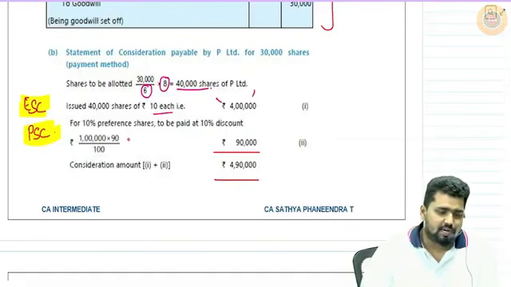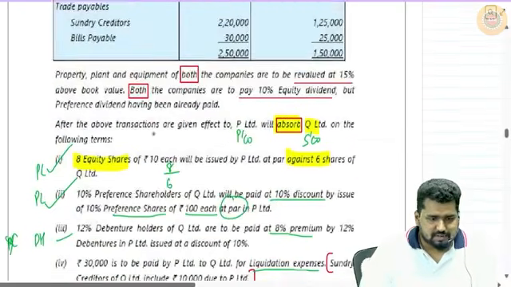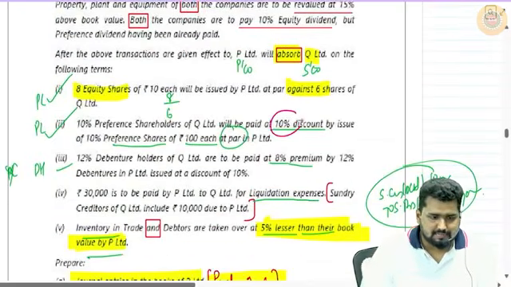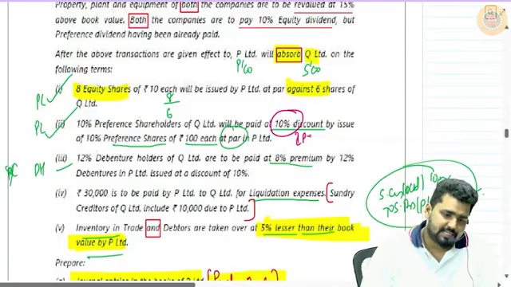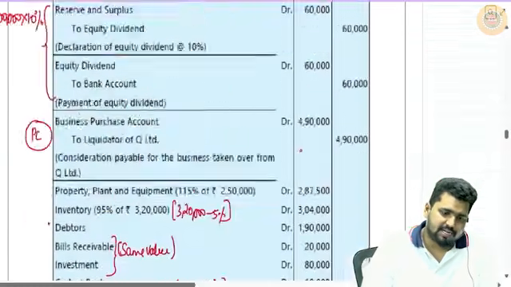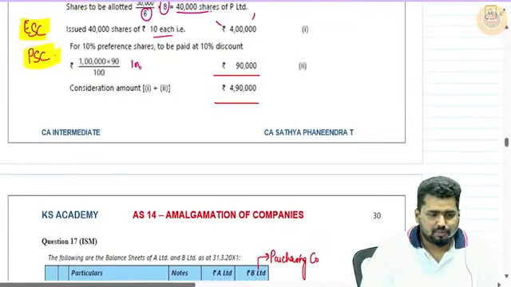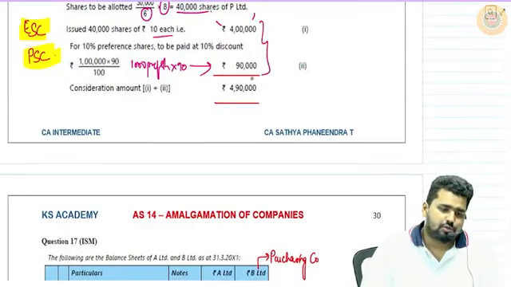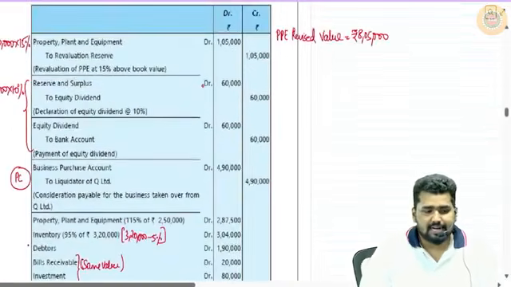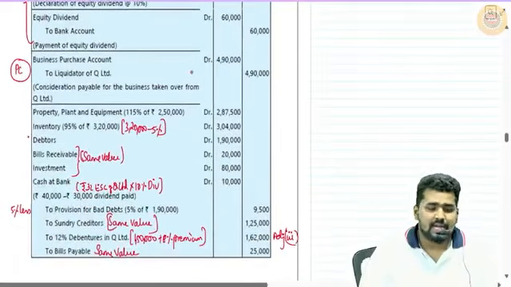For preference shareholders, we are giving it at a discount. If you remember, what are we giving? 10% discount. Correct? So the face value is 100. With a 10% discount, the issue price is what? 90. Therefore, how much is it going to be? 1000 preference shares as per the balance sheet into 90, which comes to 90,000. So total PC comes to 4,90,000. Correct? So total PC comes to 4,90,000.